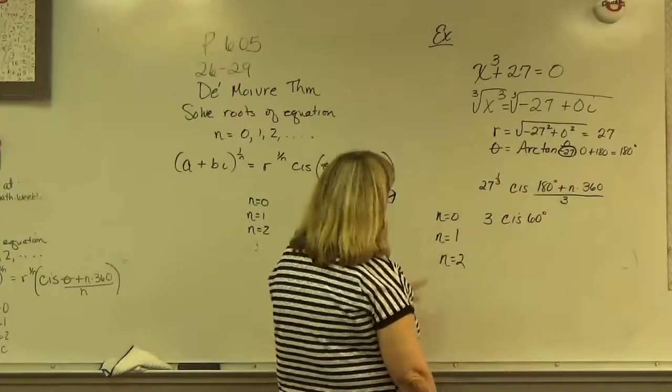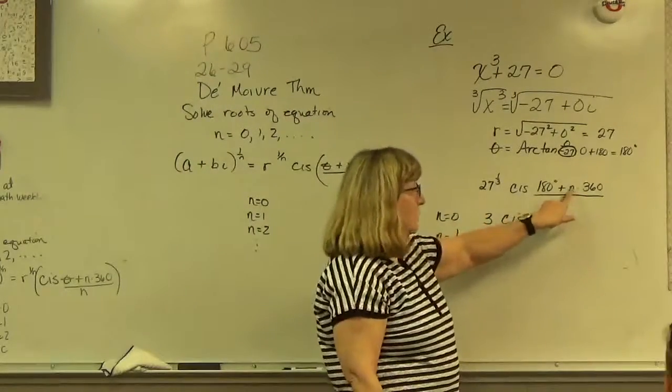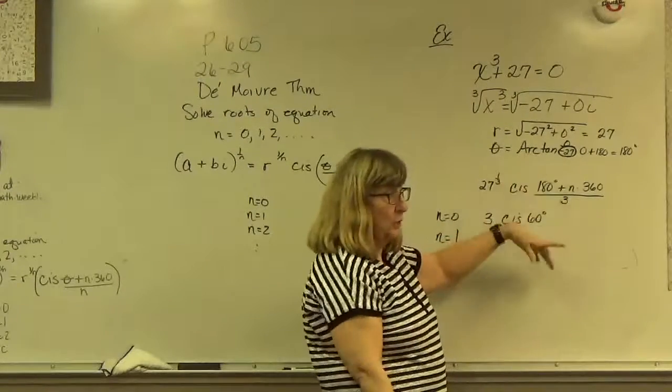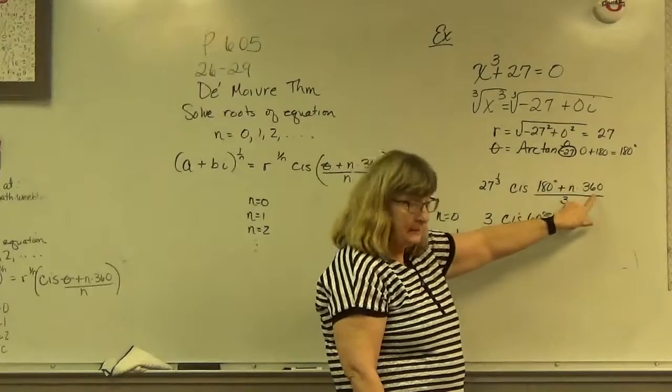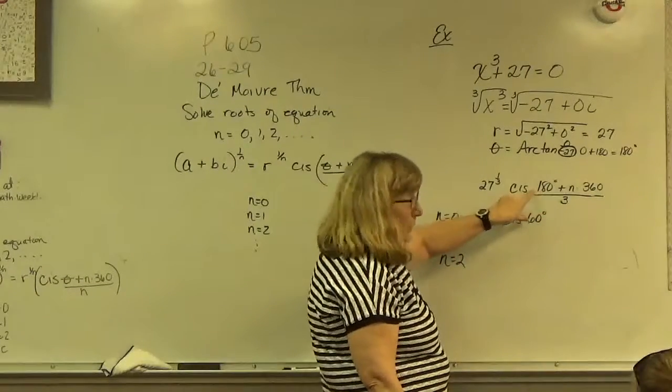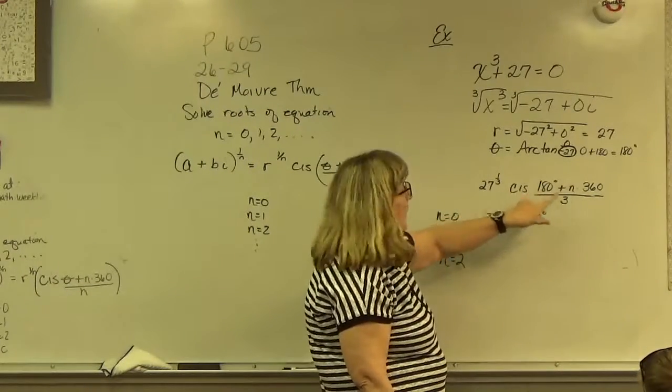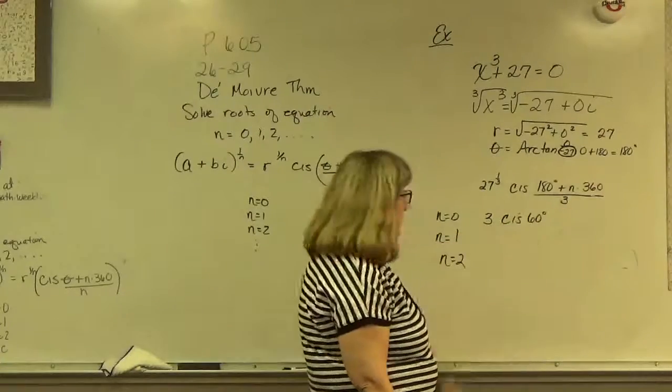Say that one more time. You just put 0 in place of n. So you've got to follow the order of operations like we always do. You have to multiply first. So 0 times 360 is 0. 0 plus 180 is 180. 180 divided by 3 is 60.